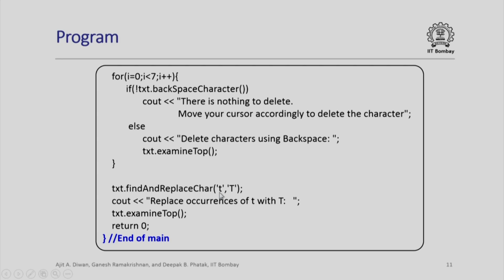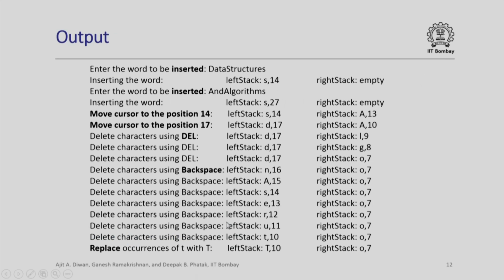So, a small t is to be replaced by capital T in all the remaining characters of the string now. The text dot find and replace char will permit that to happen, and it will output replace occurrences of t with capital T. Again I examine the top and return 0. This is the end of the main program. Please note that examine top actually permits us to create a printout to ensure that our program works correctly.